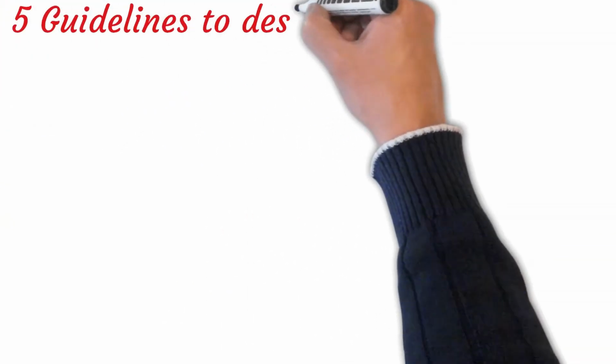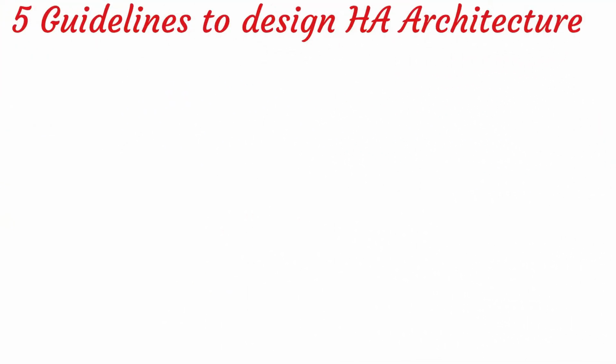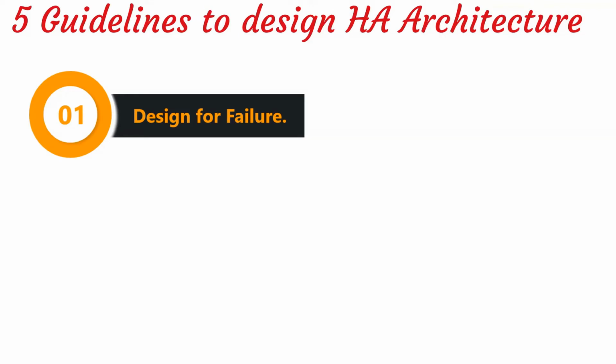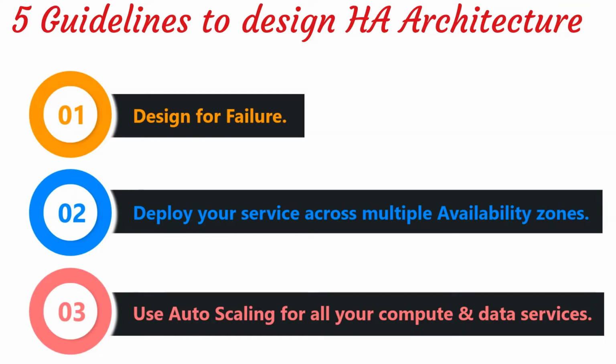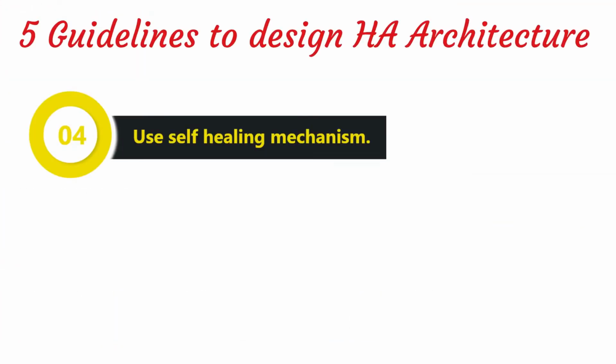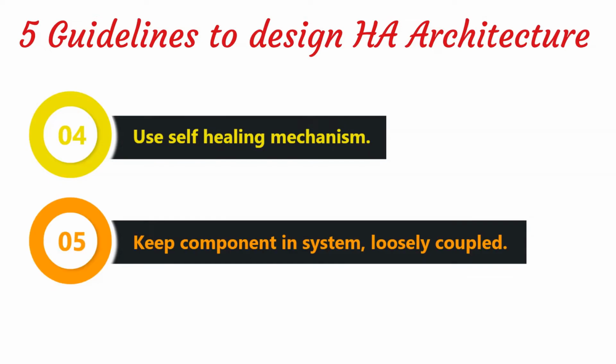Amazon recommends the following 5 guidelines to design HA architecture. 1. Design for failure. Always expect the unexpected thing to happen and design to accommodate it. 2. Deploy your service across multiple availability zones. 3. Use autoscaling for all your compute and data services. 4. Use self-healing mechanism. 5. Keep component in system loosely coupled.